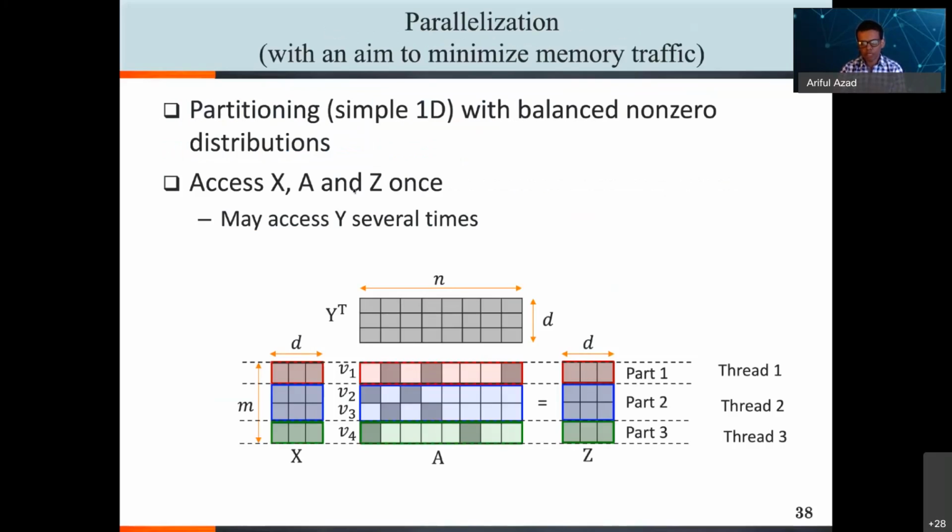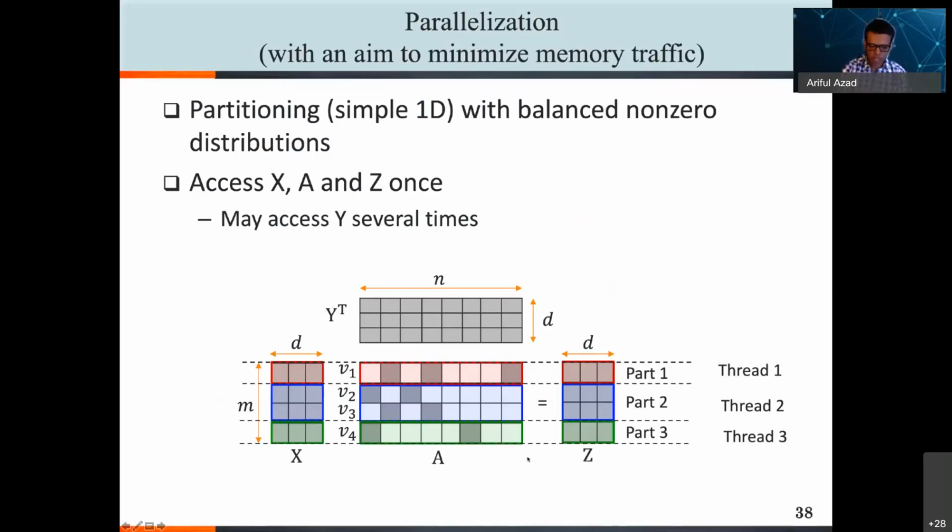We have to consider thread level parallelization, and we adopt a very simple strategy. That means one-dimensional partitioning of the data. Suppose we have 3 threads. We consider this is our input X, another dense vector Y. This is our sparse matrix A, and this is our dense embedding Z output.